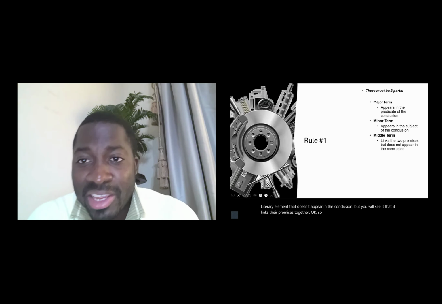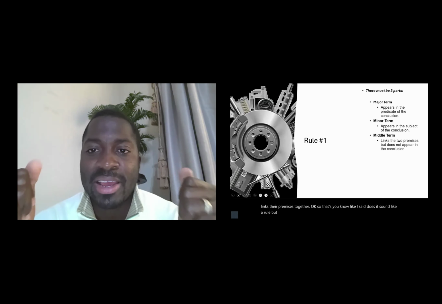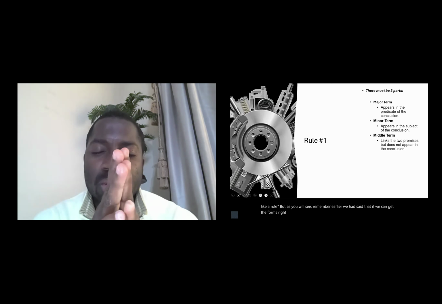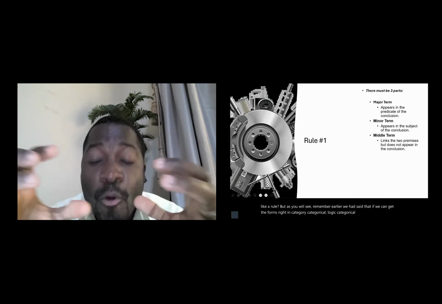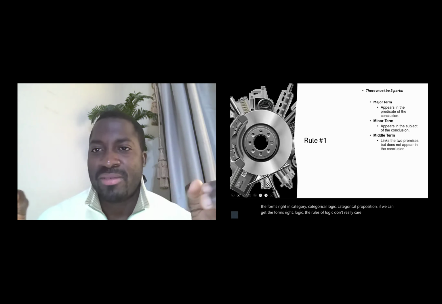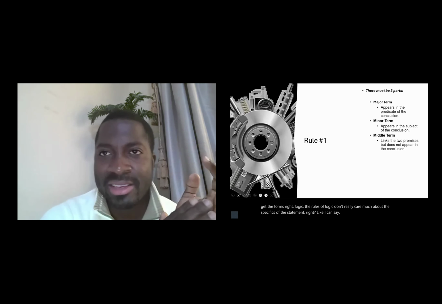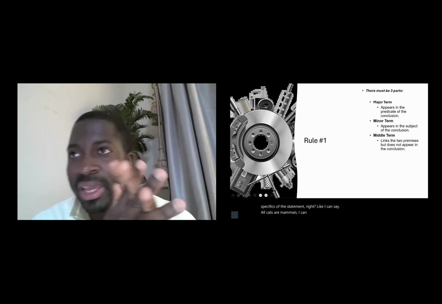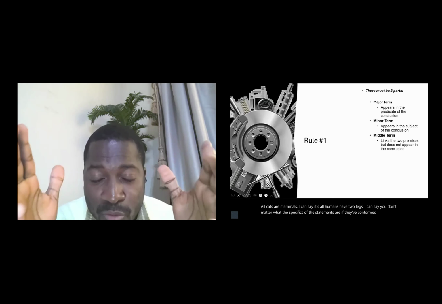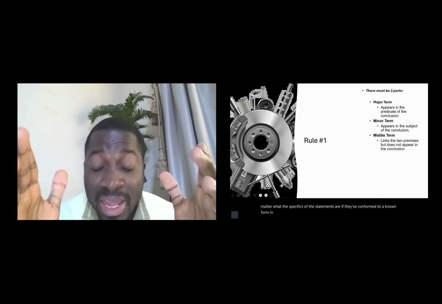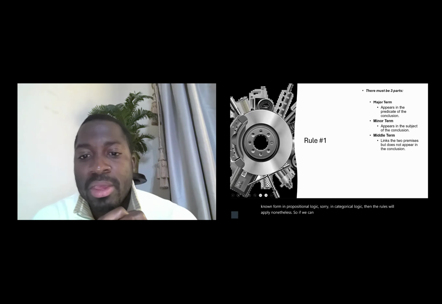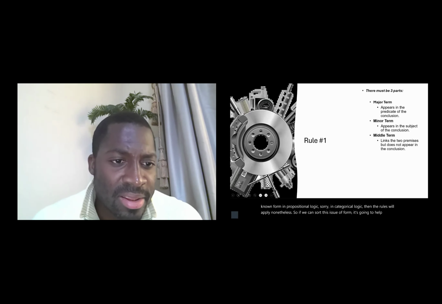Okay, so like I say, it doesn't sound like a rule, but as you will see, remember earlier we had said that if we can get the forms right, in categorical logic, categorical propositions, the rules of logic don't really care much about the specifics of the statement, right? Like I can say, all cats are mammals. I can say all humans have two legs. It doesn't matter what the specifics of the statements are. If they conform to a known form in categorical logic, then the rules will apply nonetheless. So if we can sort this issue of form, it's going to help us immensely. Okay, so that's all for rule number one.